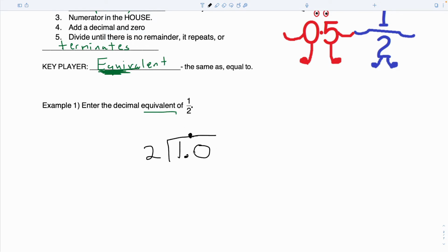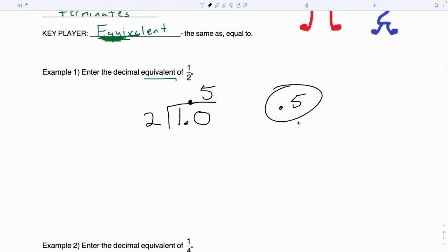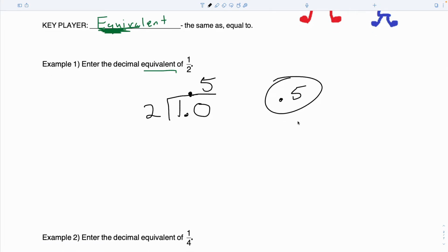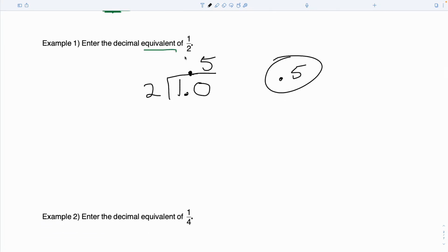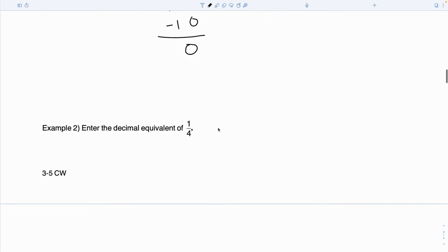Now let's divide. Start with the 1. Can 1 divide by 2? I already said no. Move over to the whole 10. 10 divided by 2 is what, Aiden? It's 5. So your answer should have been 0.5. We saw that when I marked that example in the first box. We got 0.5. You can always find a decimal from a fraction by using this long division technique. Some of them you'll have to do that, others you can do it mentally.